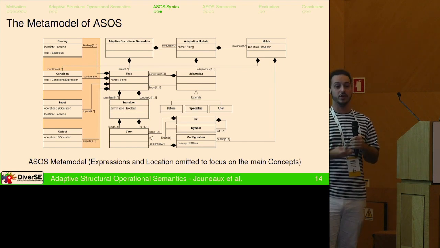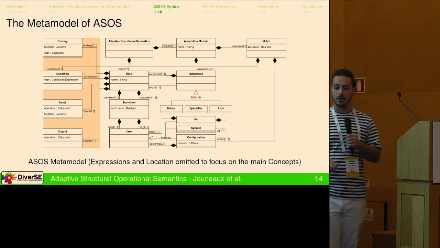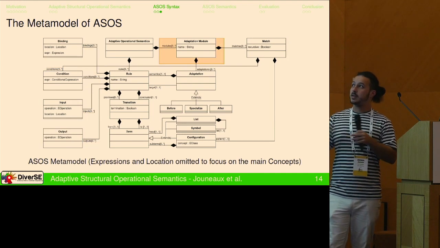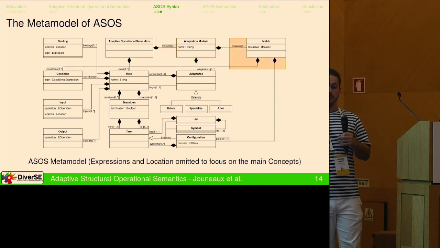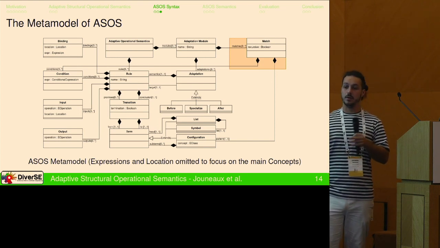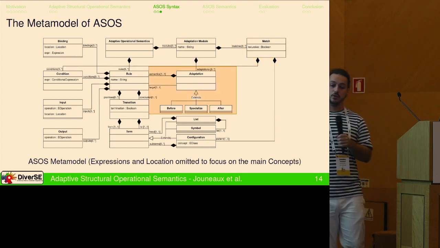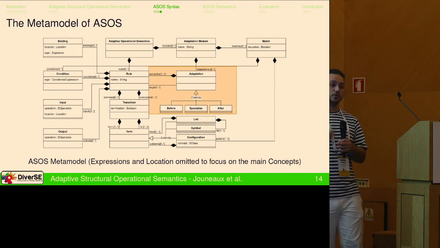So, for example, input is for user input in the console, and output is, for example, printing in the terminal. And the second part of the adaptive operational semantics is the adaptation modules, which are composed of one or more match clauses that define when to introduce the adaptation rules, and adaptation rules that can be before, specialized, or after rules, a kind of adaptation that targets one rule and defines another rule.